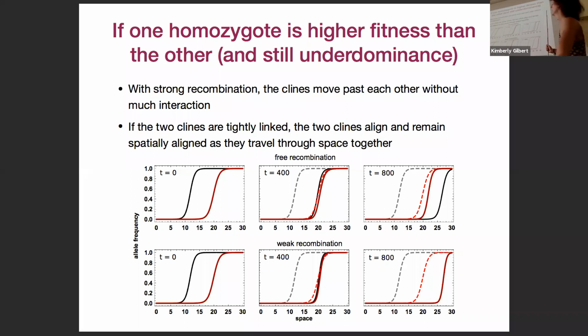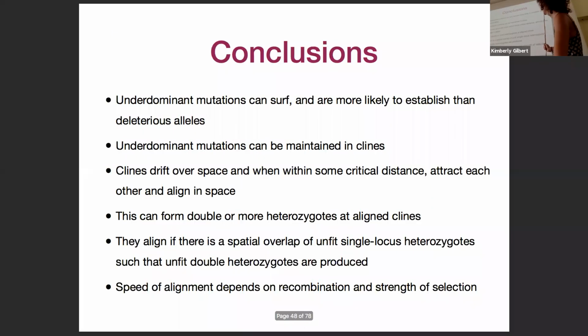Okay, so I have some conclusions. I think this sums up everything that we saw. Underdominant mutations can surf on the front of a range expansion, and they're more likely to establish than deleterious alleles. They can be maintained in clines, and these clines will drift over space up until they reach some critical distance, and then they can attract each other and align in space. This can create double or even triple or greater heterozygotes at these aligned clines.